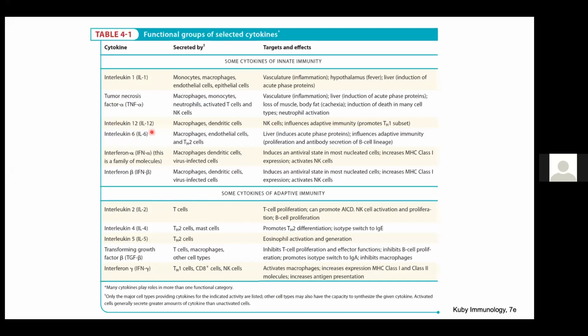Interleukin-6 is very important. I just want to highlight interleukin-6, which is produced by macrophages, endothelial cells, and T helper 2 cells. It's also a very potent cytokine of the innate immune response. It causes an acute phase response, and also would influence some adaptive immunity. Interleukin-6 is the one that we're seeing. It's the one that is most implicated in the cytokine storm that we see in severe SARS-CoV-2 infection.